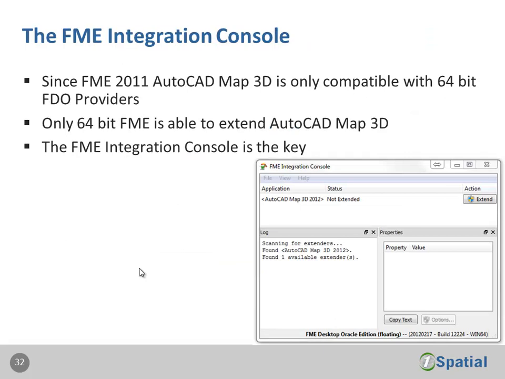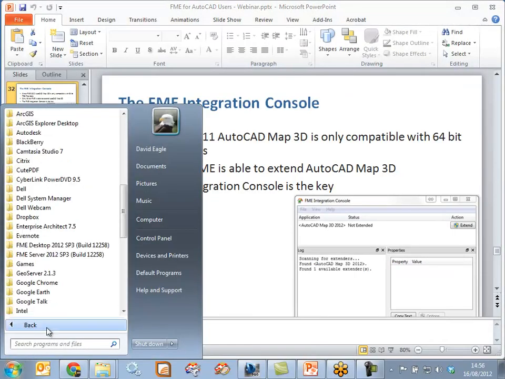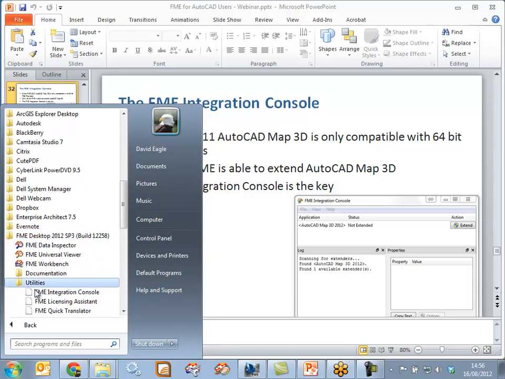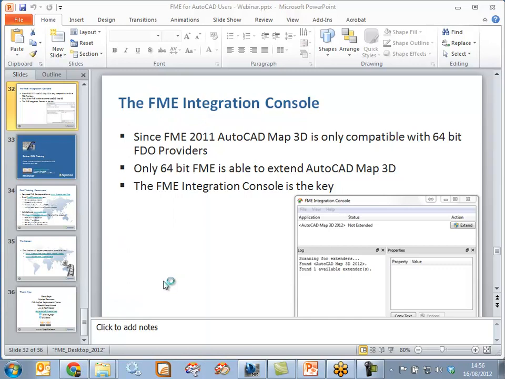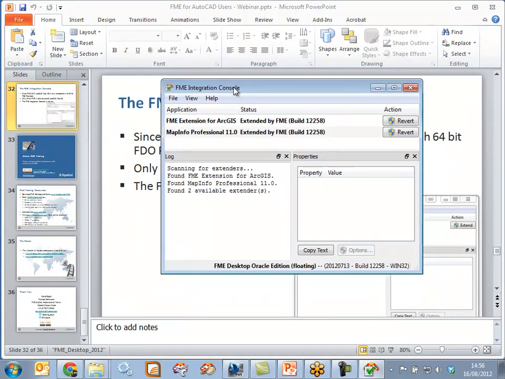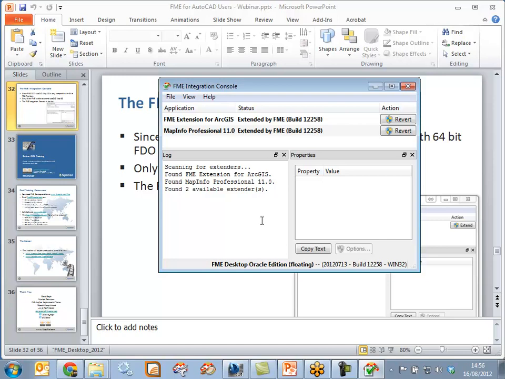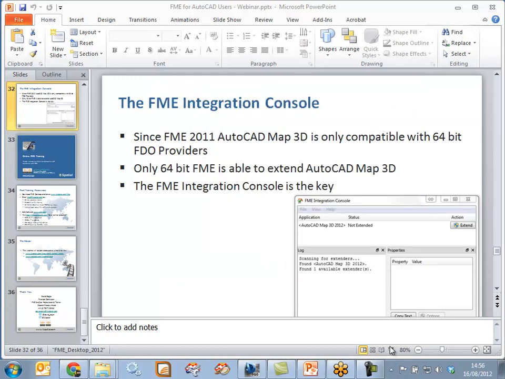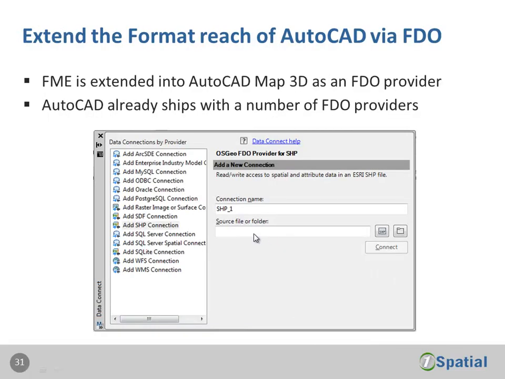And essentially what FME allows you to do is open up the integration console, which is accessible through your start bar and there in your desktop install directory. Under utilities you can pop open the integration console, and it will show you exactly what products you have on your machine that could be extended by your FME license. I here have MapInfo Professional and also ArcGIS. I'm injecting my FME license into those products to increase their format reach.